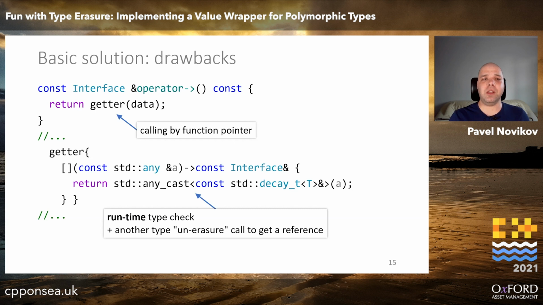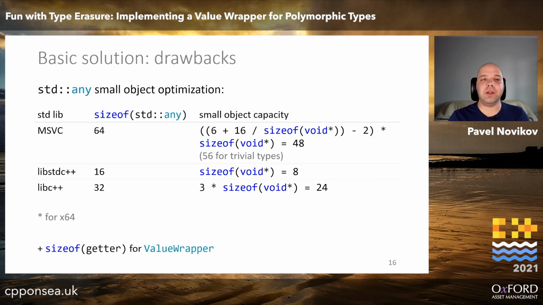And inside that function or lambda that we initialized it with, we have another relatively expensive operation of any_cast that checks the type of the contained value in runtime and also can involve so-called erasure call to get the actual reference to the underlying type. I think this might be costly, so we'll address that later.